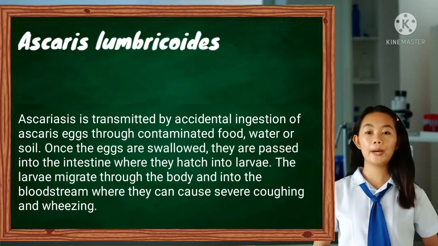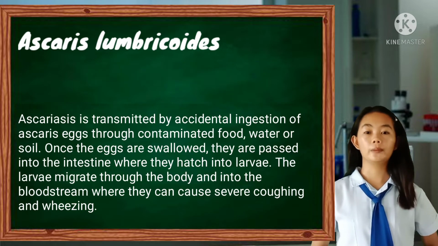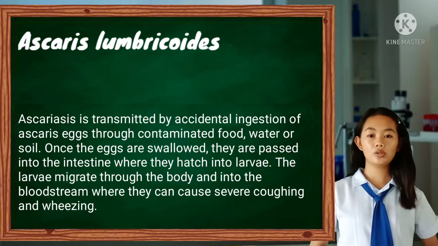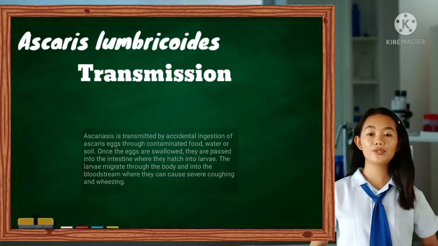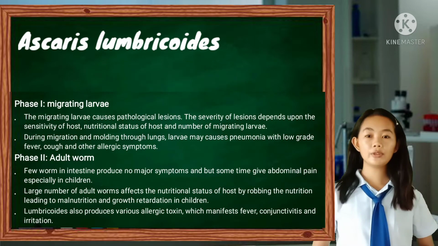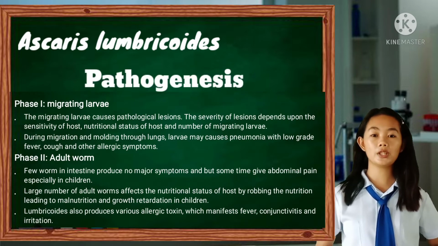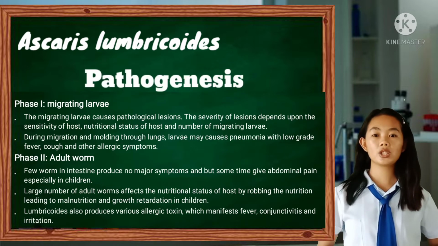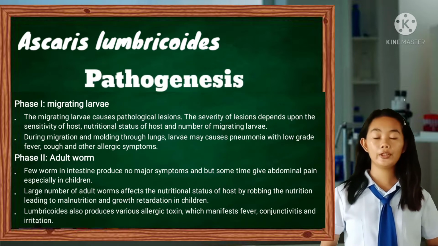Ascariasis is transmitted by accidental ingestion of Ascaris eggs through contaminated food, water, or soil. Once the eggs are swallowed, they pass into the intestine where they hatch into larvae. The larvae migrate through the body and into the bloodstream where they can cause severe coughing and wheezing. We have 2 phases. Phase 1 is the migrating larva. The migrating larva causes pathological lesions. The severity of lesions depends upon the sensitivity of the host, nutritional status of the host, and number of migrating larvae. During migration and molting through the lungs, larvae may cause pneumonia with low-grade fever, cough, and other allergic symptoms.